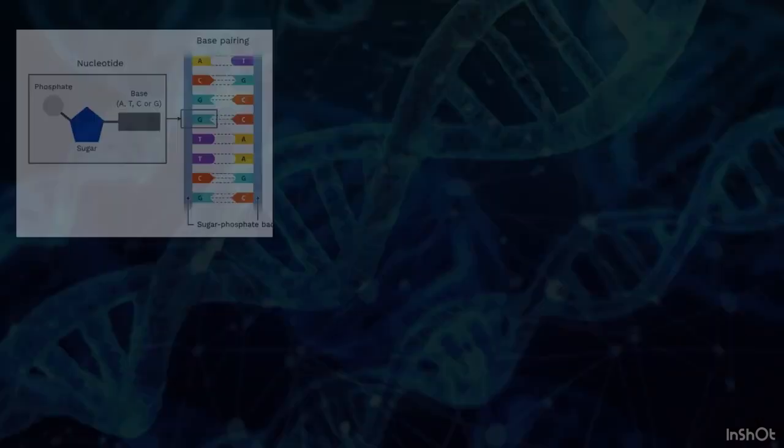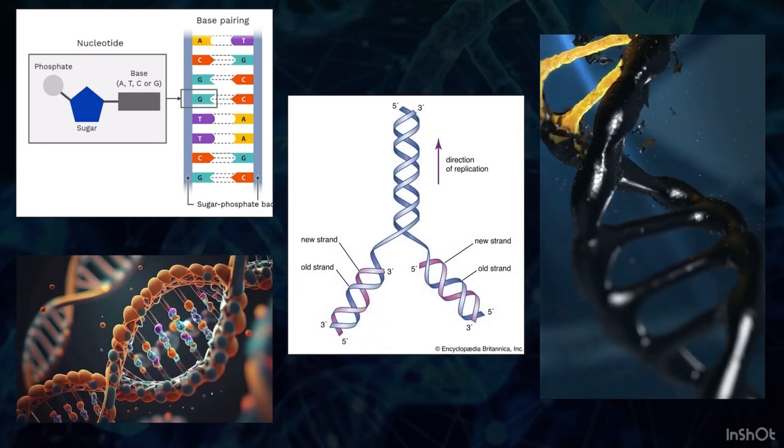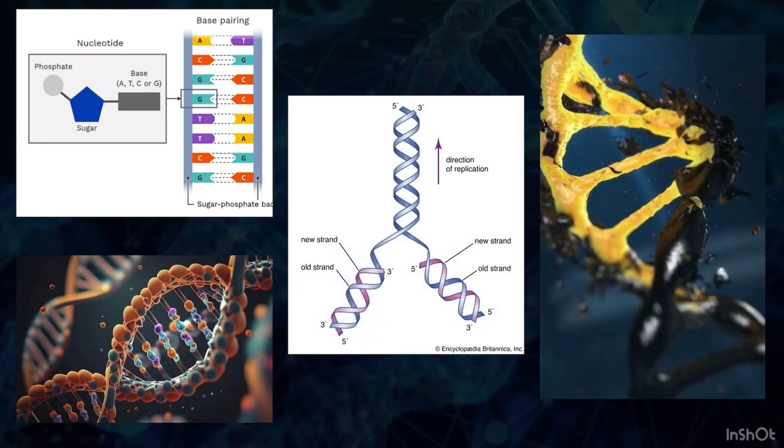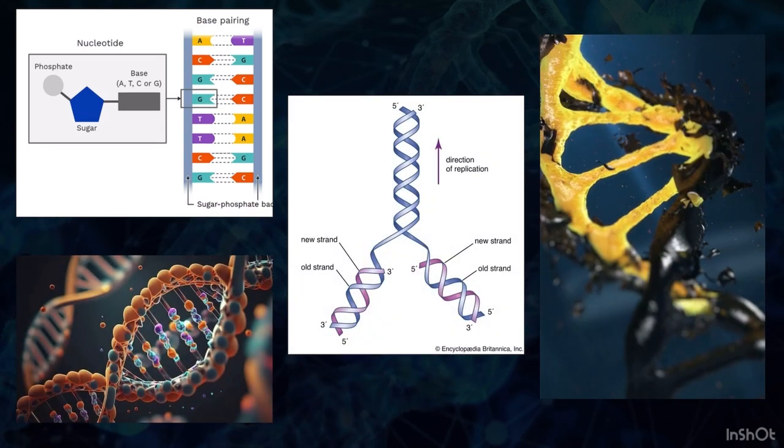Now, in the next slide, we see the structure of DNA. In the first image, I am showing you base pairing of sugar, phosphate group, and nucleotide base, which is ATCG. As seen in the base pairing image, adenine is always paired with thymine, and cytosine is always paired with guanine. Now we move to the next slide.